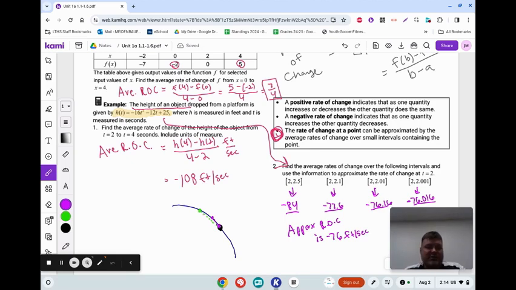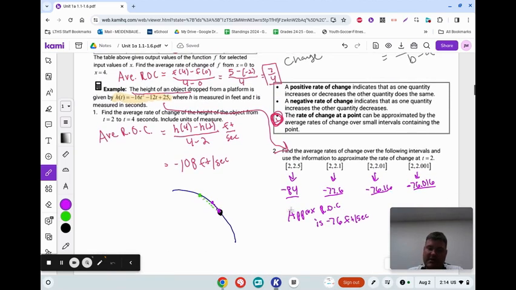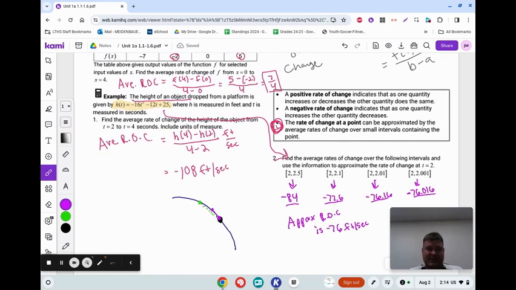Okay, so since we have an object and we have feet and then we have time, which is going to be seconds, this is actually going to be our velocity. So we're approximating what the velocity is of this object that's being dropped. Okay, so it gets closer and closer to negative 76. Okay, and that actually wraps up this lesson, and that is it.